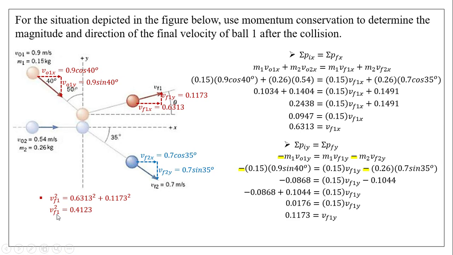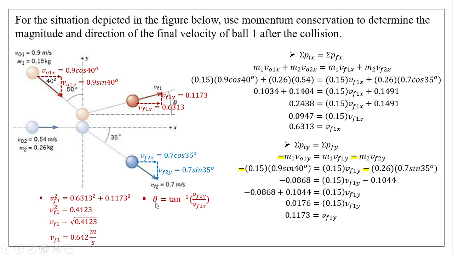And then to get VF1 by itself, we square root both sides. So the square root of 0.4123 is going to give you a magnitude of about 0.642 meters per second. But this is just a speed, right? The question asks you to find the final velocity. So velocity has to have a magnitude, or speed, and a direction. This is a two-dimensional problem, so the direction will have to be the angle.